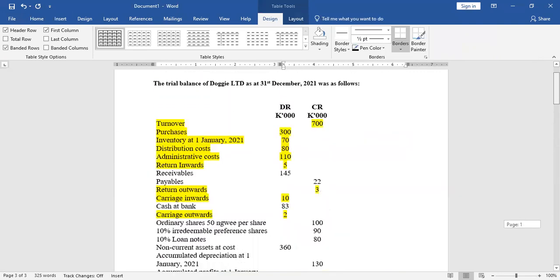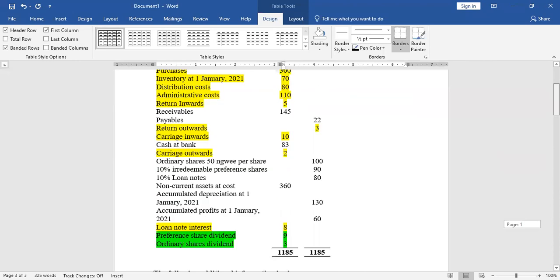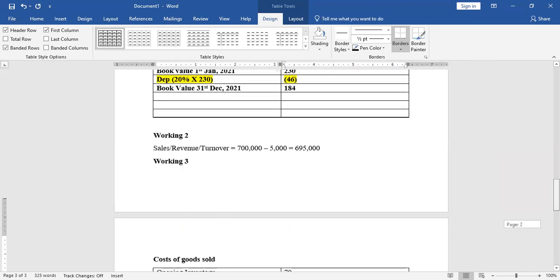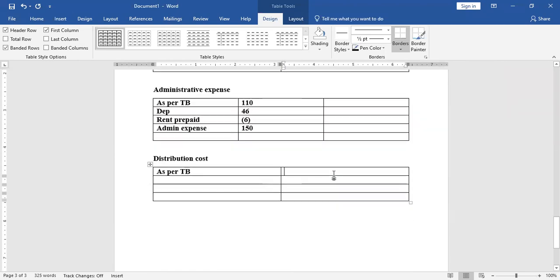This is the trial balance which we were given. Distribution cost is 80,000. Distribution cost is 80,000, so I'll bring the 80 here, as per trial balance.